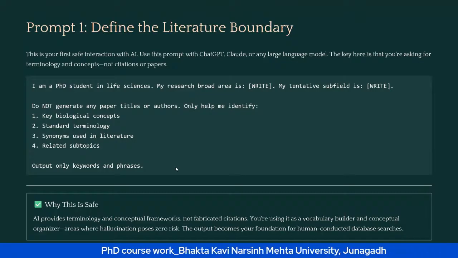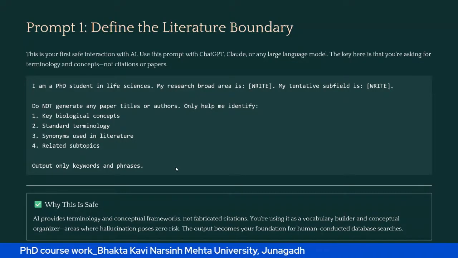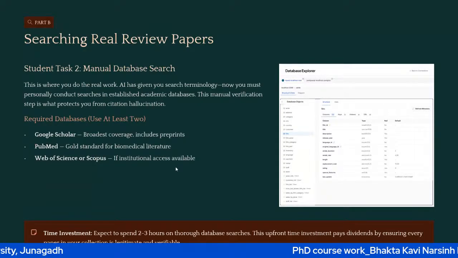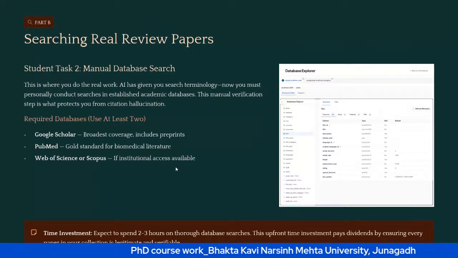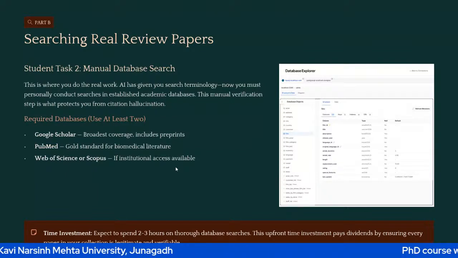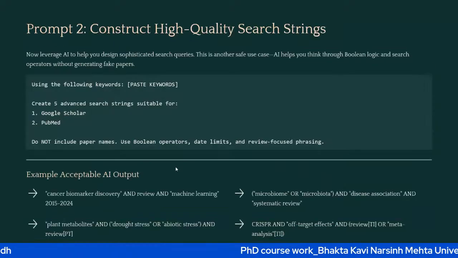So this is the first part, that is, defining the literature boundary, right? After that, the second part is that you can go and search for the real review papers. So this is the manual database search, right? You require Google Scholar, PubMed, or Web of Science over here, and after that you can go for the entire searching. So this is a comparison of that. This is the way manually, if you are not using the AI.